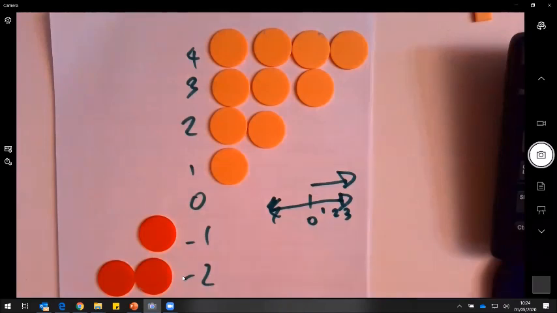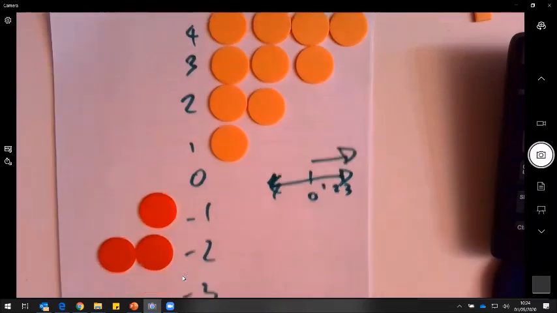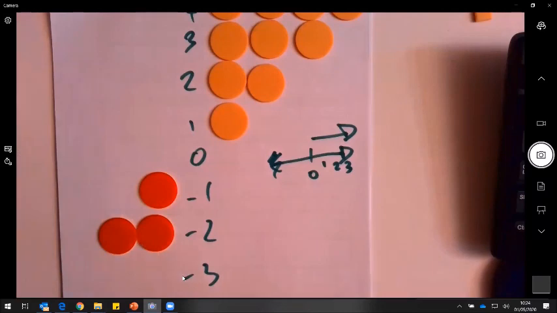4 compared to 2, which is greater? Convince me, a lovely couple of words you can use in the classroom, AO2 reasoning. Convince me 4 is greater than 2. Convince me 4 is greater than 1. Convince me 4 is greater than negative 1. And what about when it gets a little bit bigger? So which is greater, 2 or negative 3? If I move it along so we can see that.